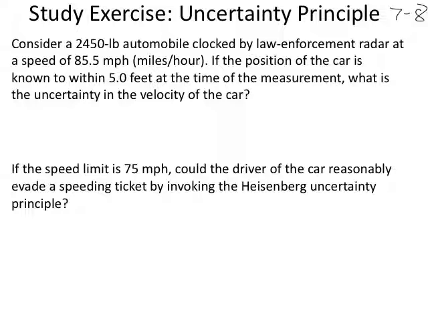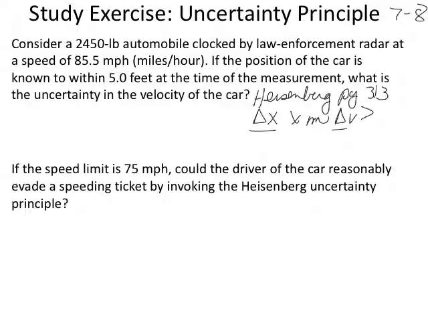Okay, I have never worked a problem like this before, so I don't think you're going to see a problem like this. What is good about it is it introduces you to a guy named Heisenberg, on page 313, and this is his equation. This is your position, delta x, times the mass, times the change of velocity, greater than Planck's constant over 4 pi. And this is the Heisenberg uncertainty principle.